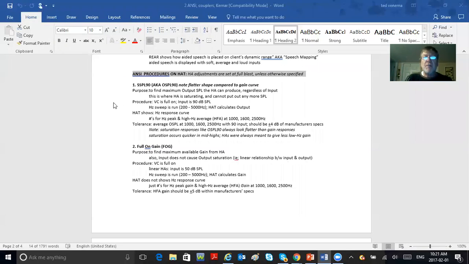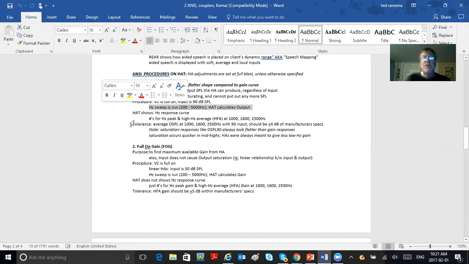The procedure, what's the procedure? The volume control is set full blast, okay? 90 dB coming into the hearing aid, and a frequency sweep is run.